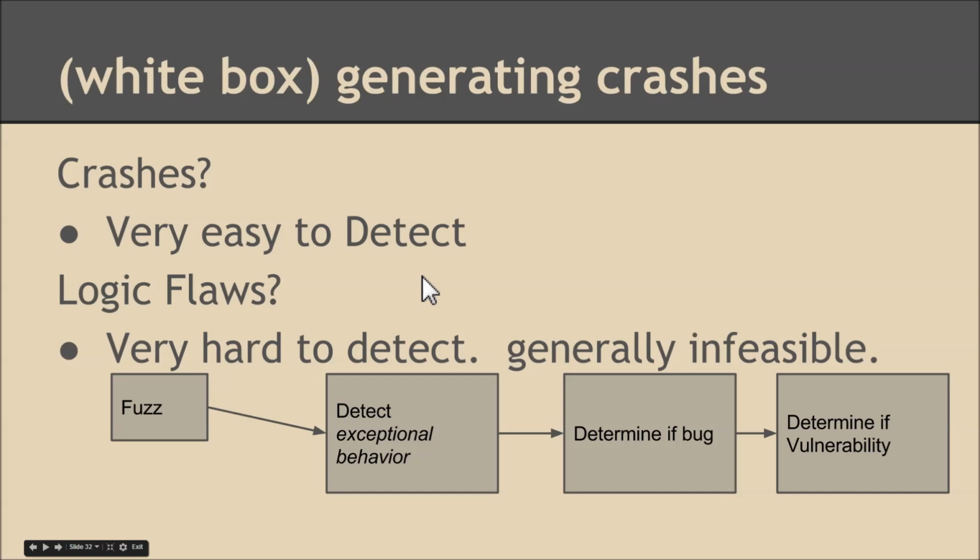However, things like logic flaws are still very, very hard to detect. They're actually generally infeasible to detect. This requires a very deep understanding of what the developers were trying to do, what they interpreted the spec to mean, and what the spec developers intend to do, and finding discrepancies there.